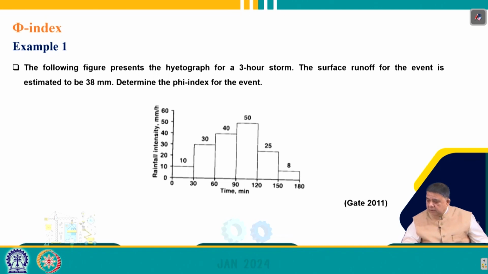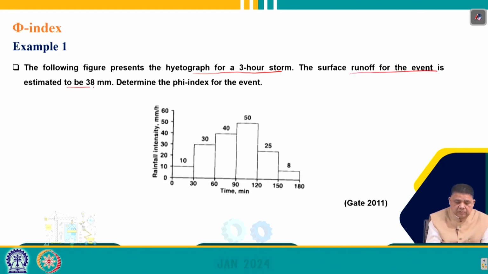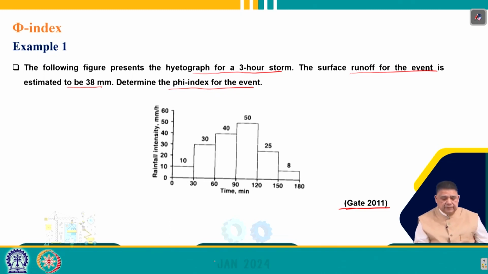Let us take an example, example 1. The following figure presents the hydrograph for a 3-hour storm. The surface runoff for the event is estimated to be 38 mm. Determine the phi index for the event. We have a rainfall hydrograph given at 30 minute intervals, continuing for 180 minutes, that means 3 hours, and these are the rainfall intensities at every 30 minutes. This question is taken from the GATE examination 2011.